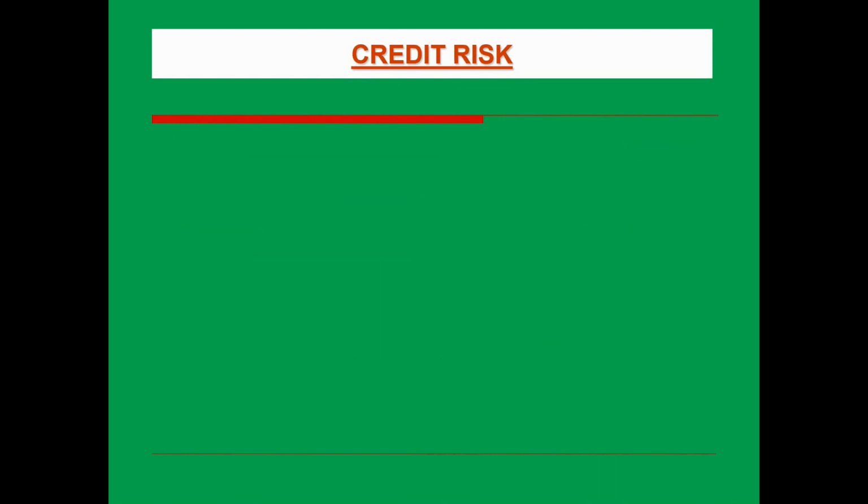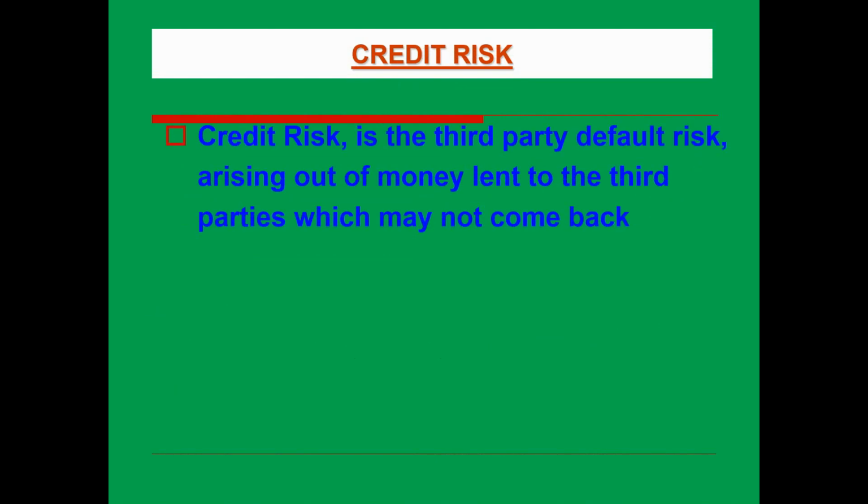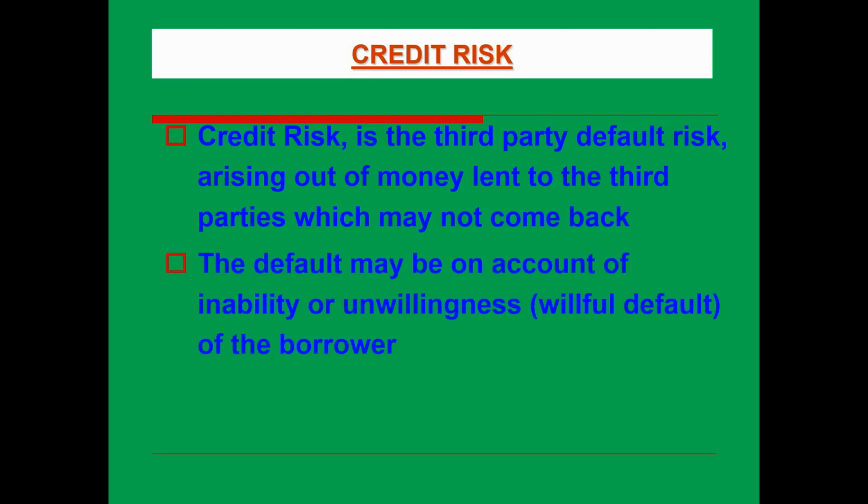Credit risk is the third party default risk, right? It arises out of money lent to a third party which may not come back, EMI or non-EMIs, credits are not there in the account or interests are not being serviced in the non-EMI loans also. The default may be on account of inability or unwillingness. So this is called willful defaulter. When a customer knowingly defaults in paying EMIs or making credits in the account, he is called willful defaulter.